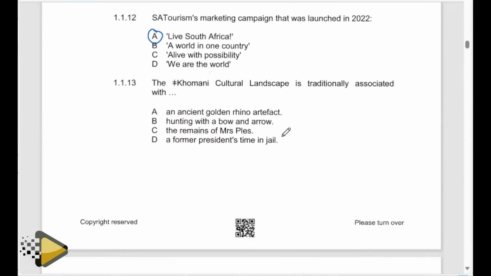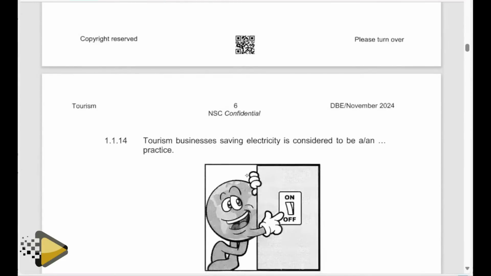Then the Komani cultural landscape is traditionally associated with the following artifacts. So it is associated with hunting with a bow and an arrow.